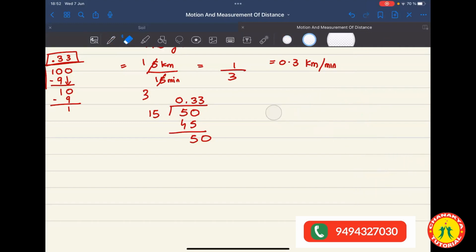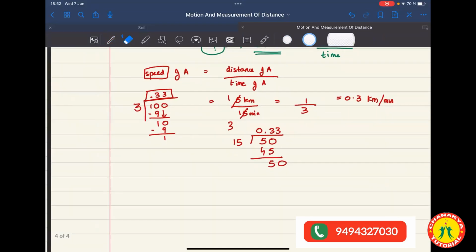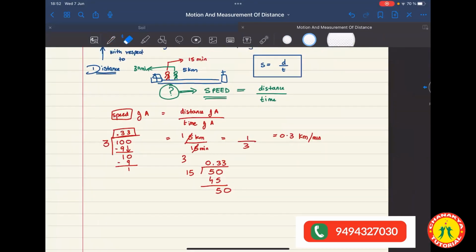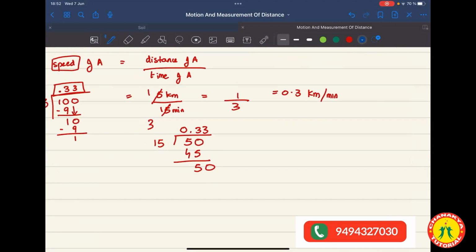Now let's calculate the speed for A, B. Who wants to do the sum? Who wants to do this sum now? Someone come forward and do it. Uncle. Yeah, Advika. Advika, can you solve it?